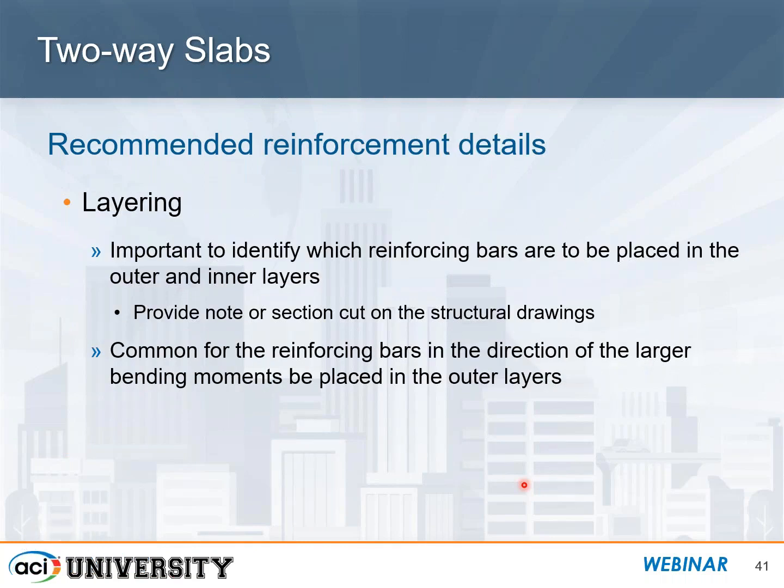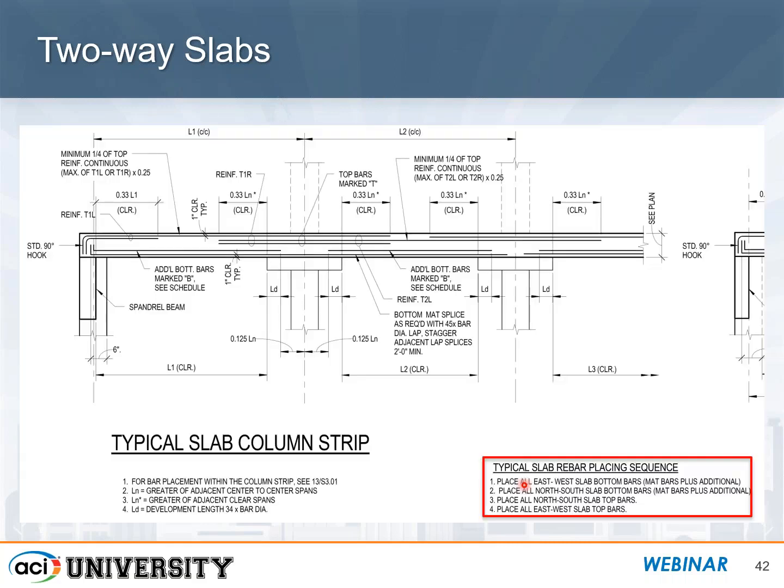It's also important on the structural drawings to identify which layers of the reinforcing bars are to be placed in the outer and inner layers. Now, usually the reinforcing bars in the direction of the larger bending moments will be placed in the outer layers so that we get the larger effective depth to the center of those reinforcing bars. So having something in your general notes, and this is one way I've seen on some of the structural drawings.